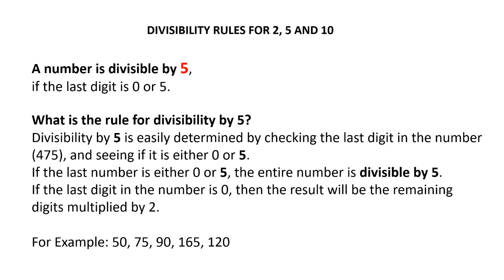If the last digit in the number is 0, then the result will be the remaining digits multiplied by 2. For example, 50, 75, 90, 165, 120.